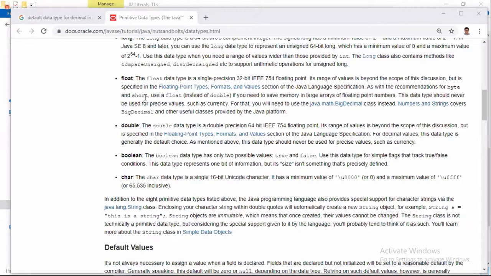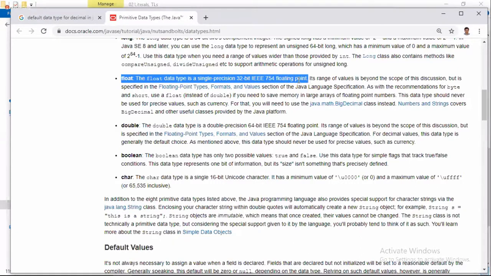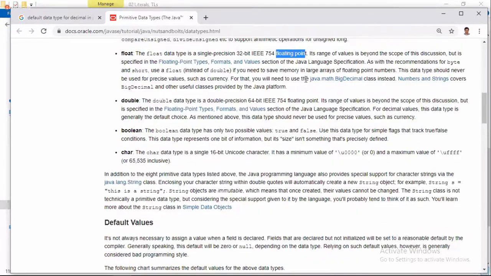Okay, look here. According to Java, the word decimal is not used. Float data type is a single-precision 32-bit IEEE 754 floating point. Look at that, floating point. The people are using the word floating point. Okay, so the word decimal is not there.